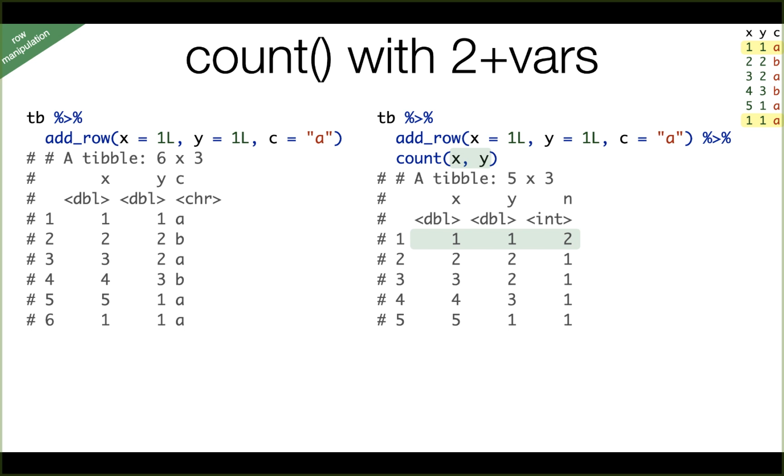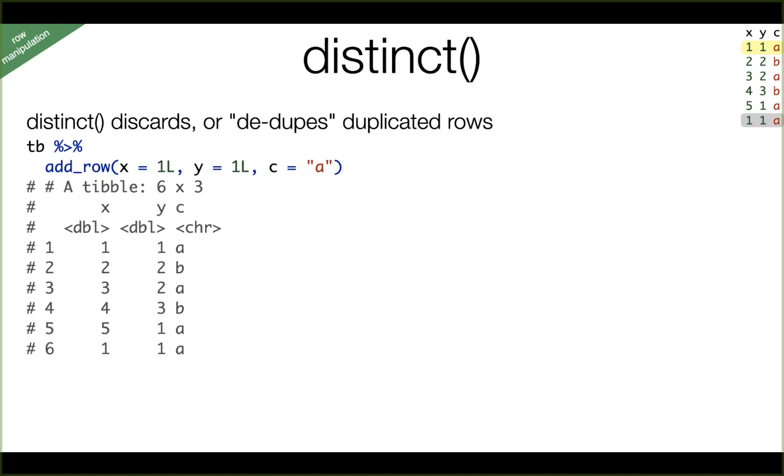Now, analogous or corresponding to this, you also have a function called distinct, which is in dplyr. And distinct is going to discard or dedupe all of the duplicated rows in the data set.